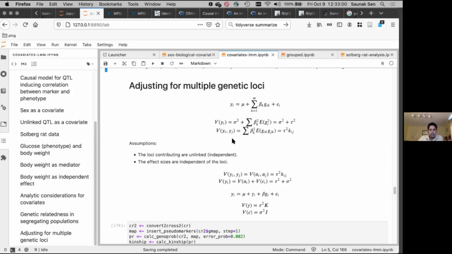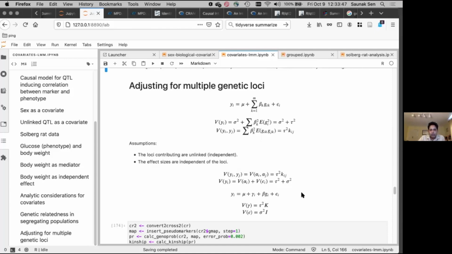So in other words, the variance is sigma square plus tau square, which is basically the sum of squares of all the genetic effects. And the covariance is the same sum of squares of the genetic effects multiplied by the kinship coefficients. And here I have to make another assumption: in order to make the sum of the product be the product of the sum, I have to assume that the effect sizes of the loci are independent of the loci, which seems reasonable.